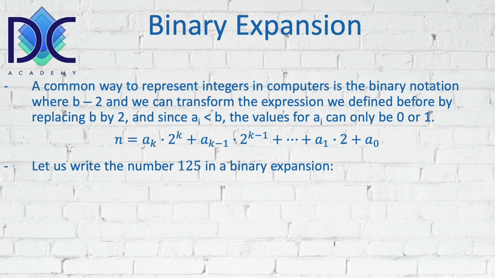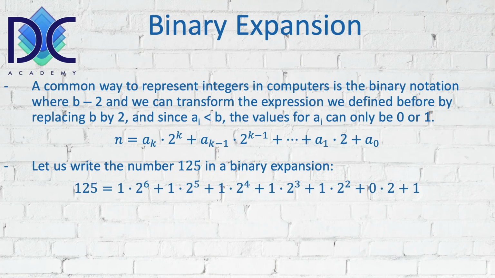I already calculated it before, so now we can see what the result is. So I can say that 125 is 1 times 2 to the power 6, plus 1 times 2 to the power 5, plus 1 times 2 to the power 4, plus 1 times 2 to the power 3, plus 1 times 2 to the power 2, plus 0 times 2 plus 1. And basically we can write this number as 1, 1, 1, 1, 1, 0, and 1. And we put it between brackets, and I put the index 2 to indicate that this is a binary expansion.